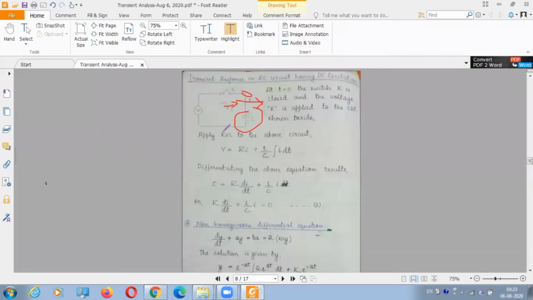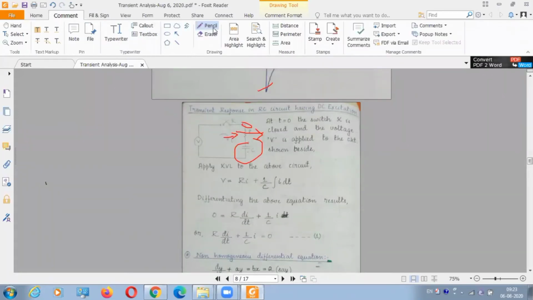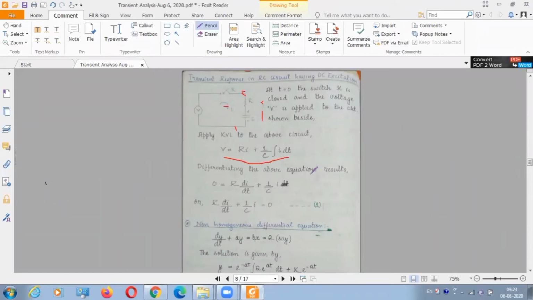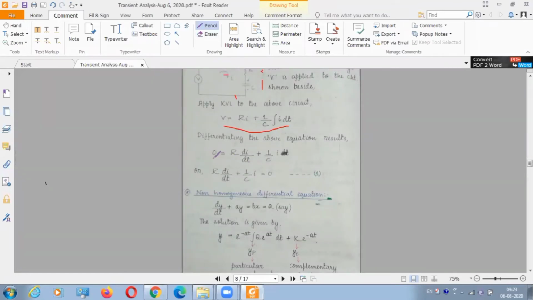So if I apply KVL again in the circuit, what will you get? V equal to Ri plus 1 by C integration of I dt. Then you have to differentiate it, because I am using a differential equation. You can use Laplace to solve also, but if you are confident with differential equations, you can do it that way.